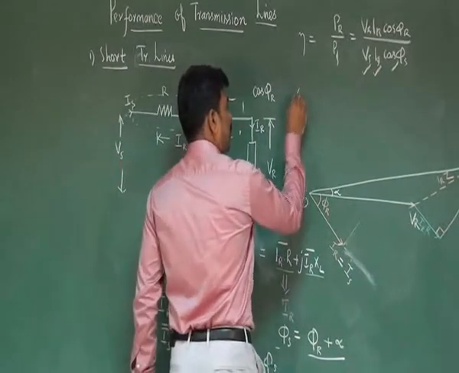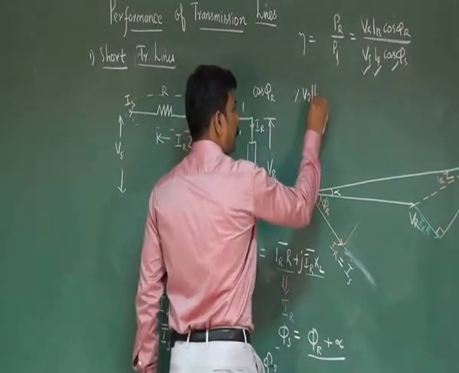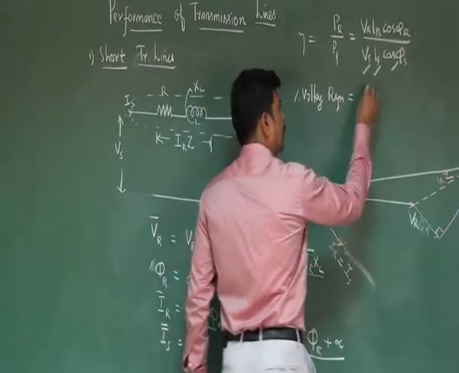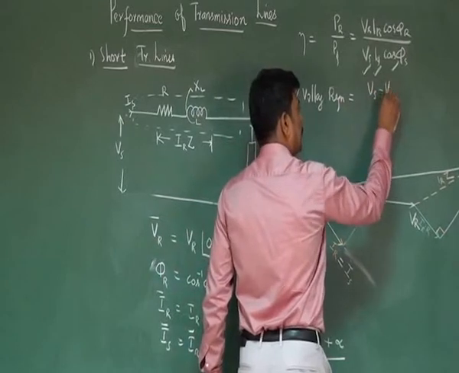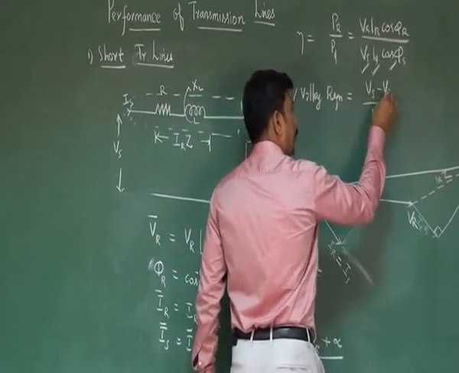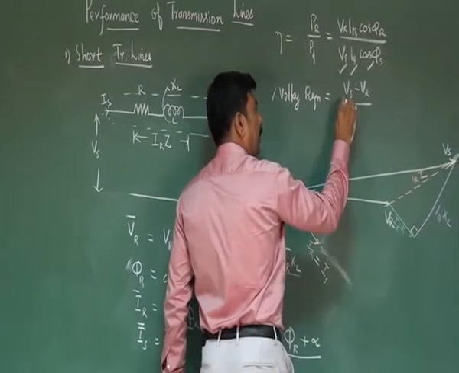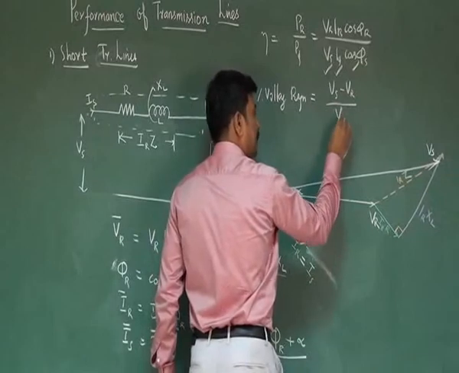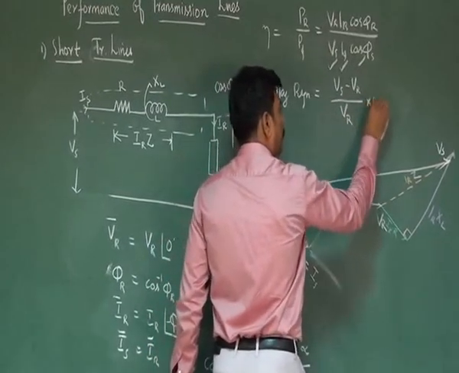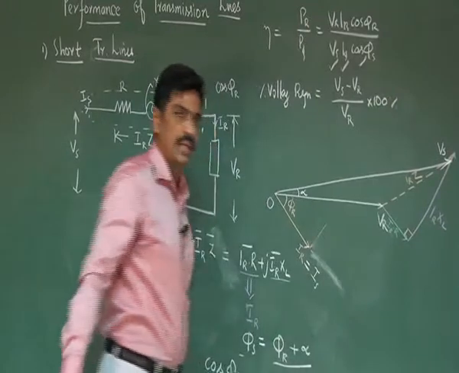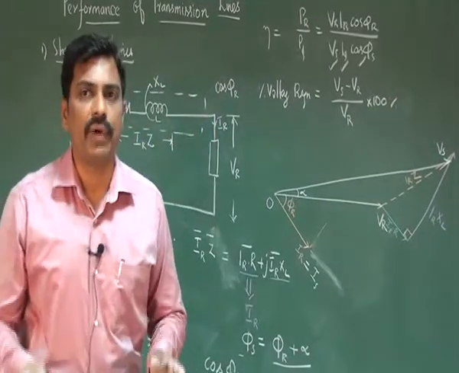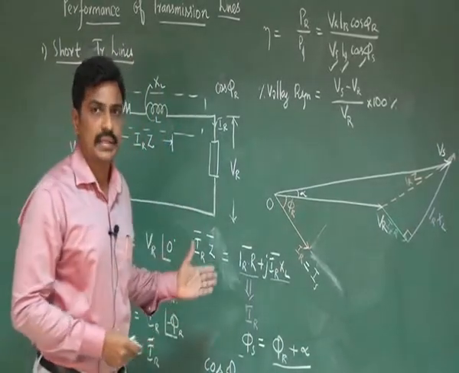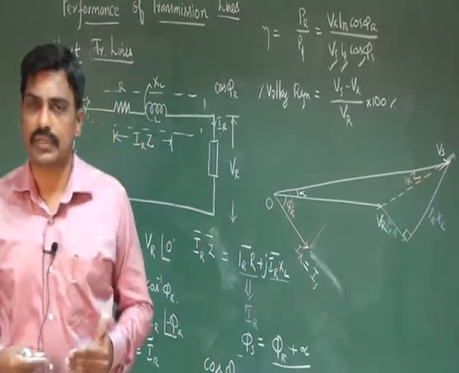Similarly, for voltage regulation, we know the value of sending end voltage, we know the value of receiving end voltage, and the voltage drop can be obtained from Vs minus Vr. This voltage drop can be expressed as a percentage of receiving end voltage, so we can easily calculate voltage regulation. So this is the way to find the performance considerations for short transmission lines. That's all about short transmission lines.